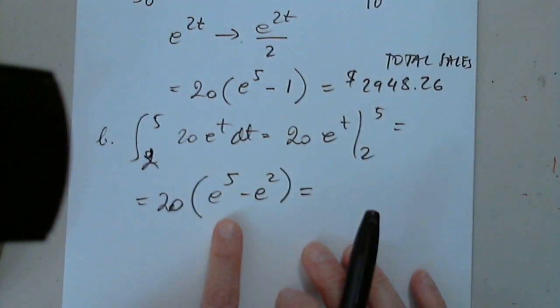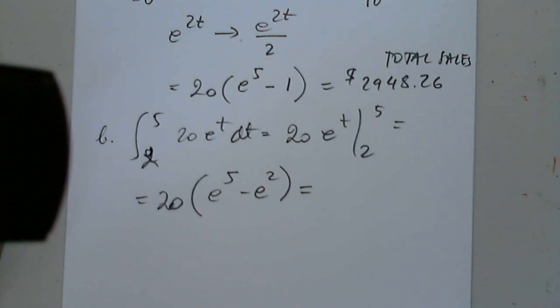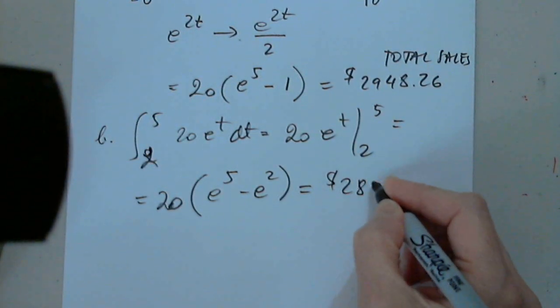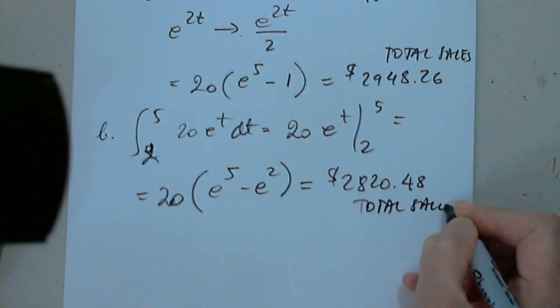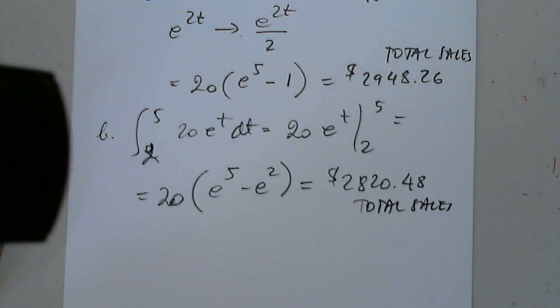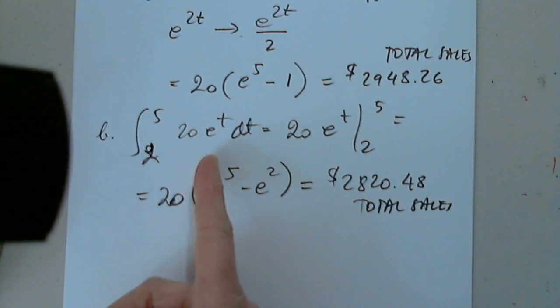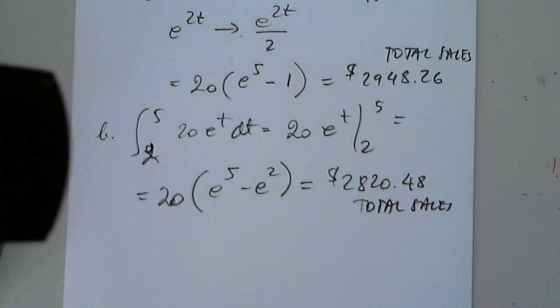Okay, so now let's determine this number. Remember, we always check. So we have 20. I'm just going to copy all this and just replace this by e to the 2nd power. So 2820.48. What is this? Total sales between the 2nd and the 5th, because we integrated the derivative function, the rate of change.